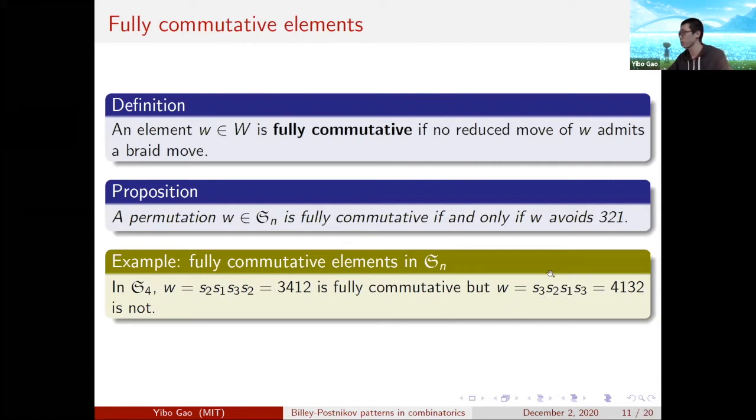But this one is not fully commutative because you can use a commutation move to switch S1 and S3 here. And then you can apply a braid move on S3, so you have 3, 2, 3, which you can replace by 2, 3, 2. So this is not fully commutative, and it contains 3 2 1 at 4, 3, 2.